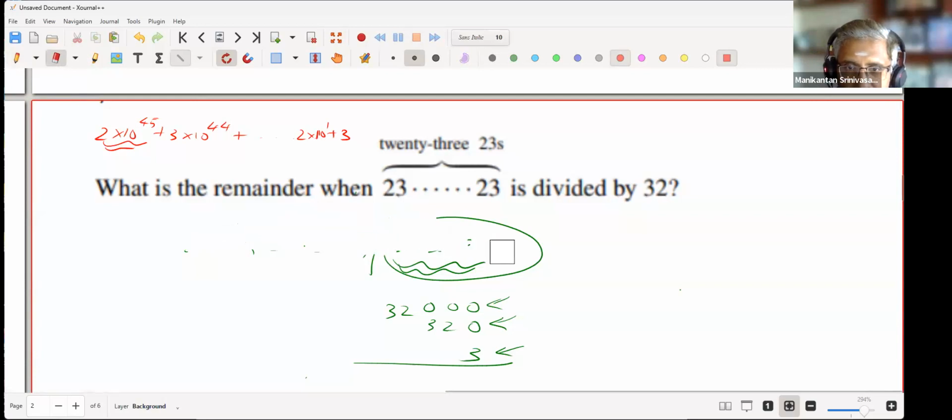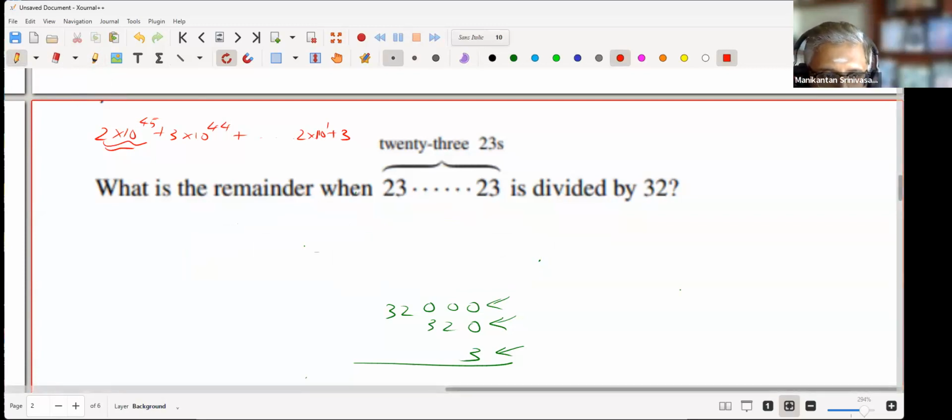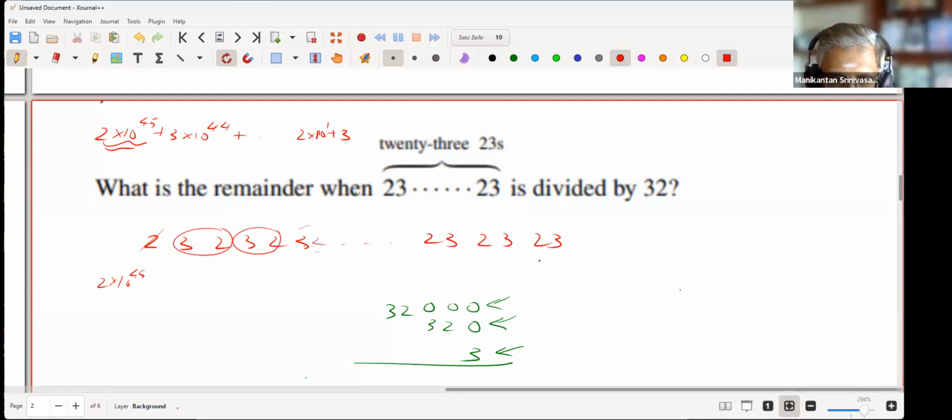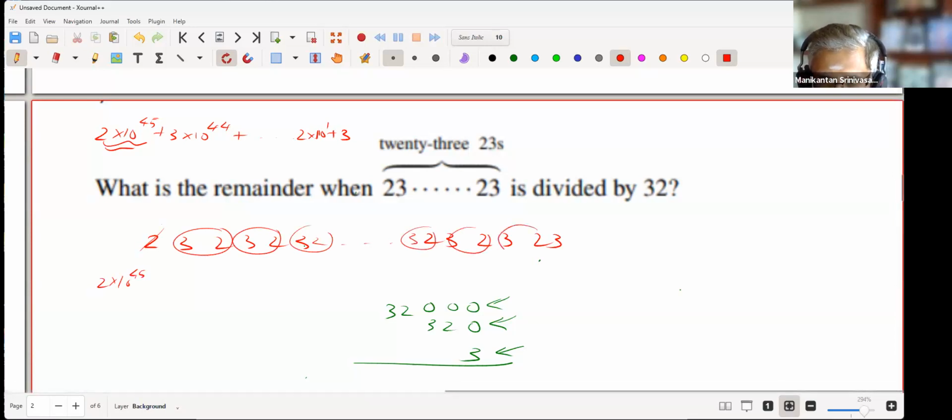In this case, because the digits were 2 and 3, he could leverage it. So just to repeat what he did, it's 2, 3, 2, 3, 2, 3, and so on, and I'll write it till the very end. This is the far end of it. Now, he's just ditching this 2 because this is 2 into 10 power 45. And then after that, he's clubbing them in pairs, 32, 32, 32, 32, and so on.